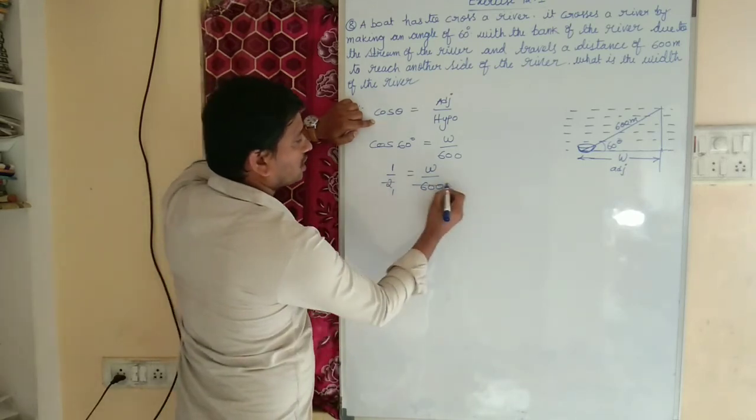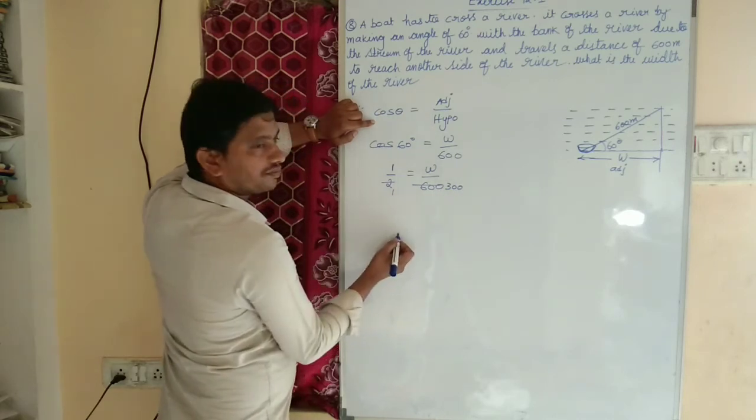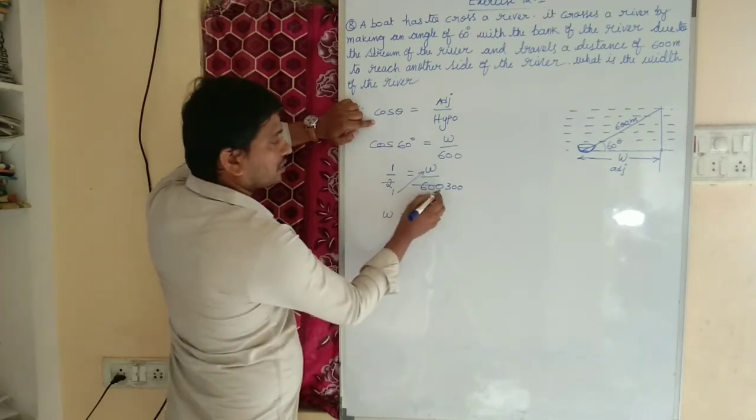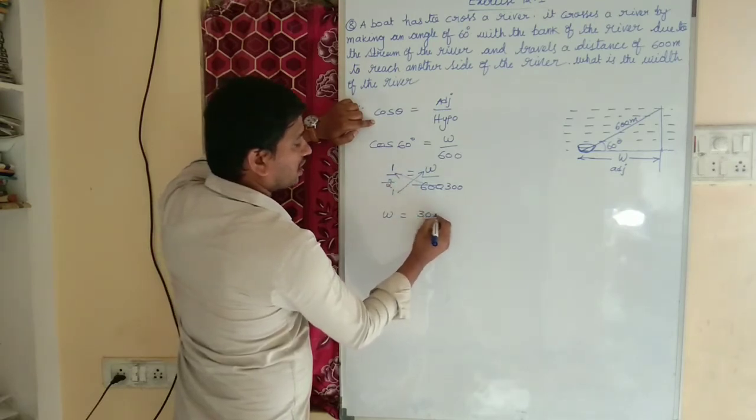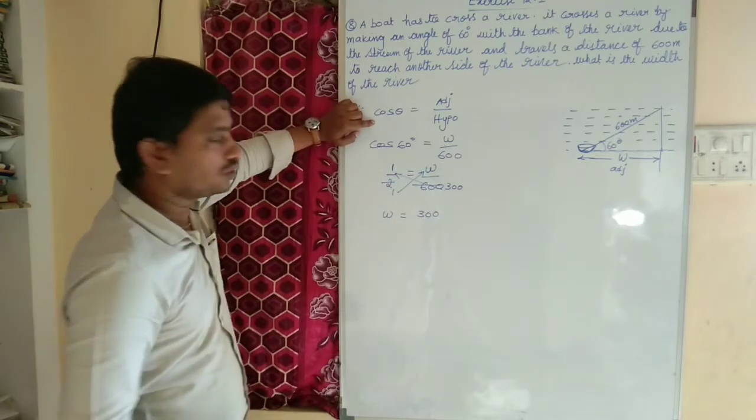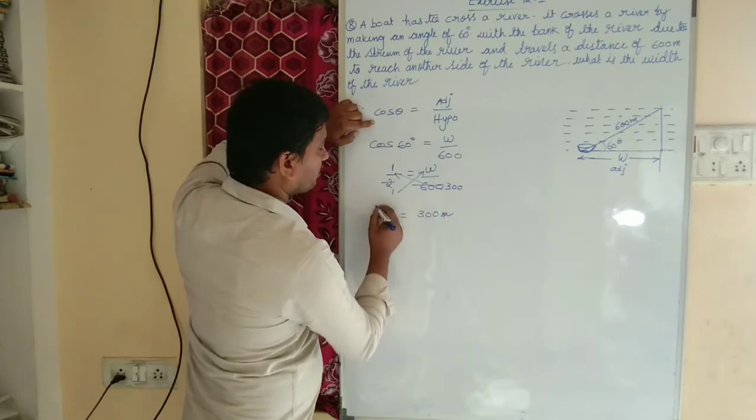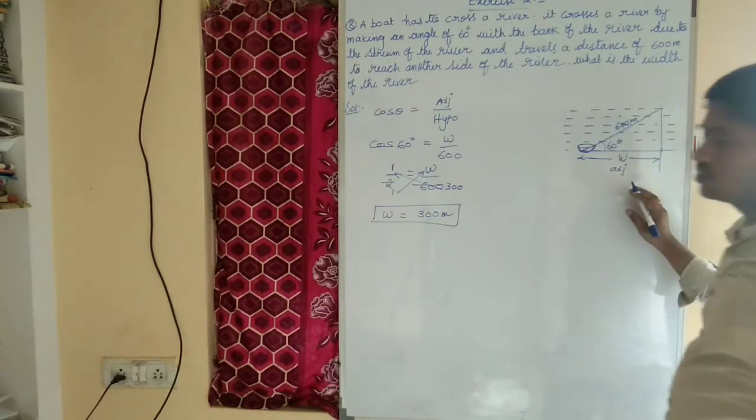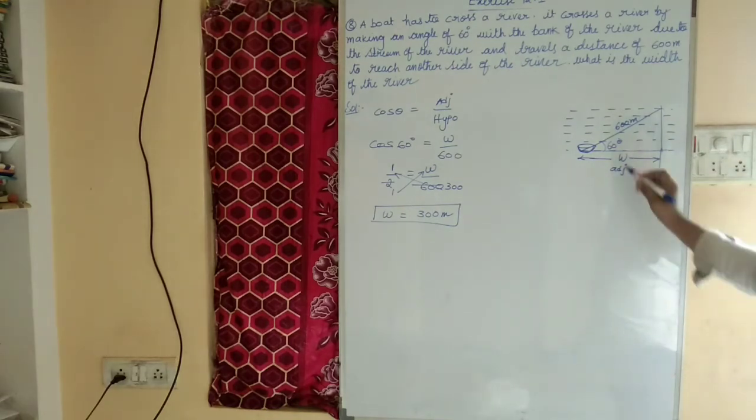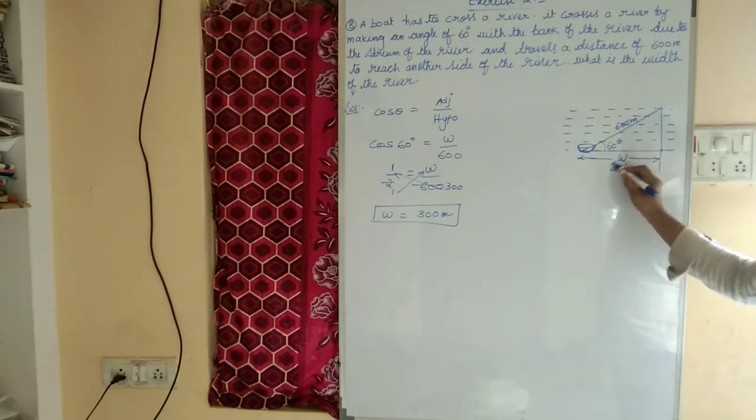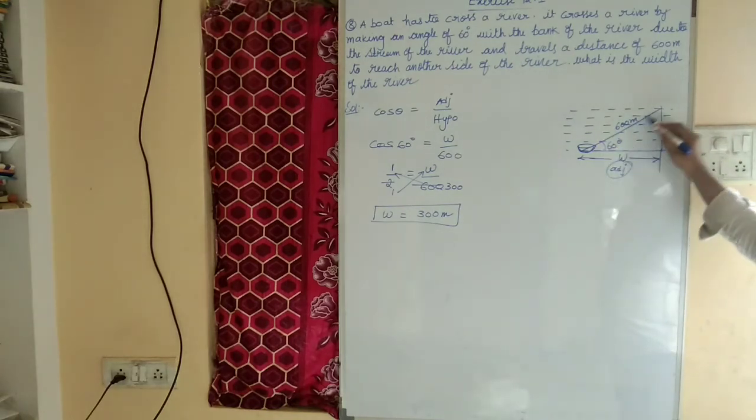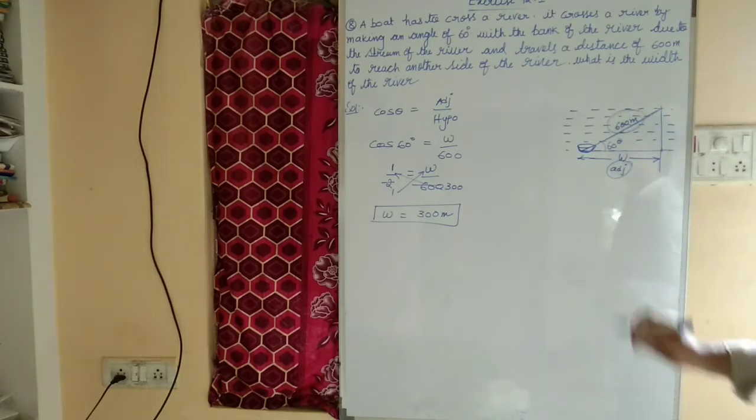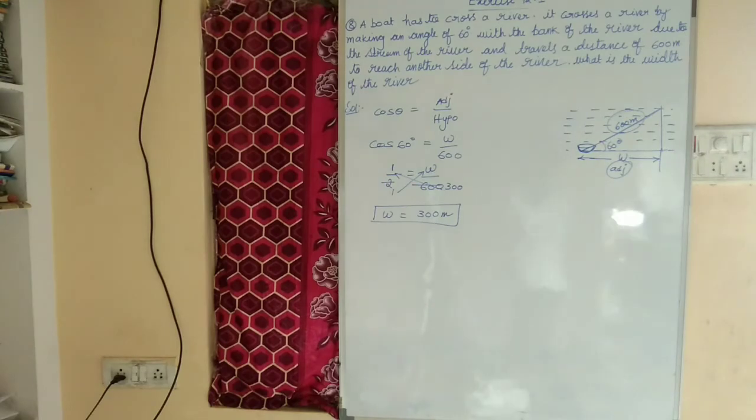2 table, 2 1 is 2, 300. So 1 into W, which is equal to width, 3 into 100, 300 into 1, which is equal to 300. So what is the width of the river, children? So width of the river is 300 meters. So here we use what ratio? Cos ratio, because we want adjacent side and the known quantity is 600 meters. Okay children, this is about our 8th question.